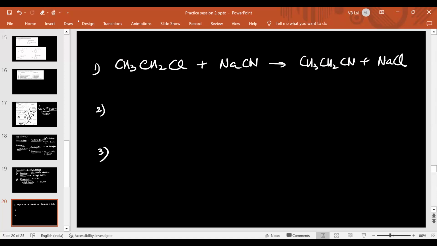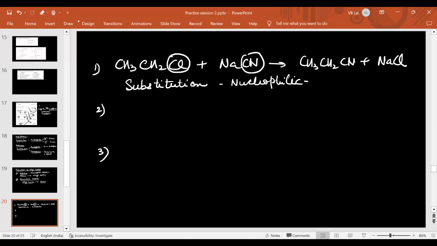Substitution. It is substitution. Very good. What type of substitution? Electrophilic or nucleophilic? Nucleophilic. Nucleophilic substitution. I told you alkyl halides will undergo nucleophilic substitution. What is a nucleophile? Nucleophile is a negative thing. So the negative part of one is being replaced by the other one. This Cl is being replaced by CN. So it is nucleophilic substitution.